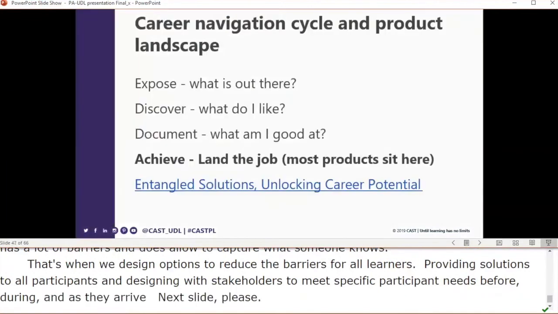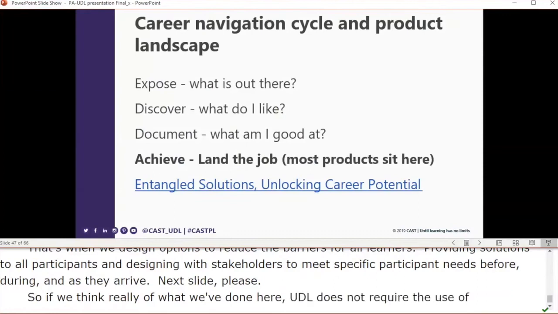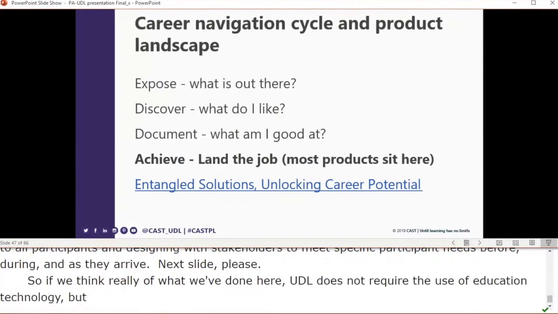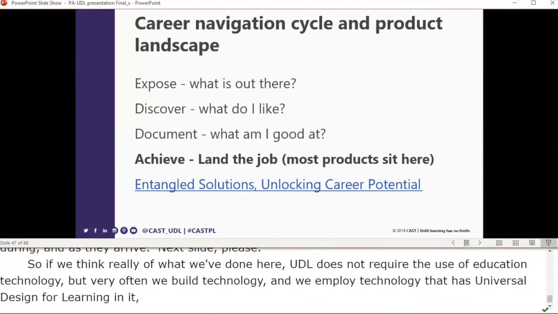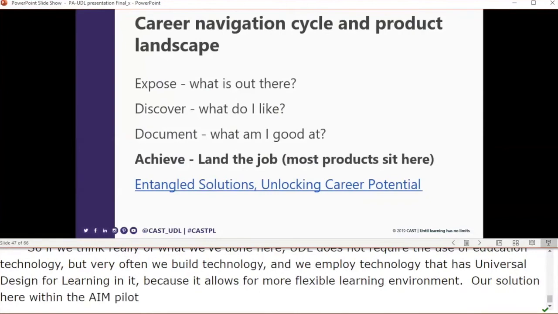So if we think really of what we've done here, UDL does not require the use of education technology, but very often we build technology and we employ technology that has universal design for learning in it because it allows for more flexible learning environments. So our solution here within the AIM pilot did focus on the creation and adaptation of a technology product.